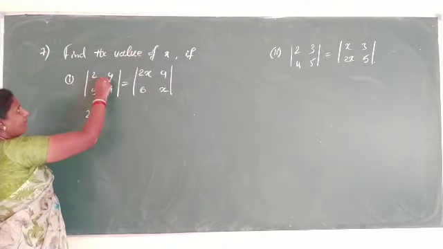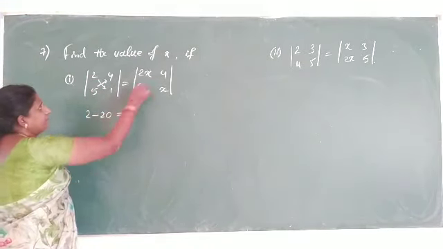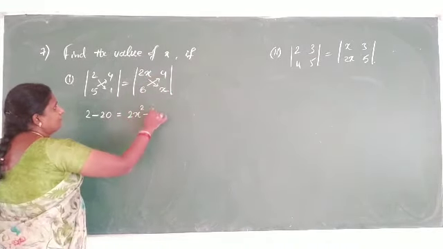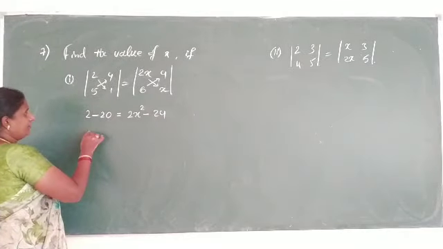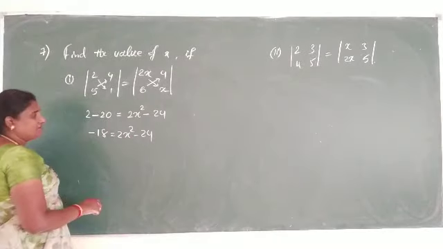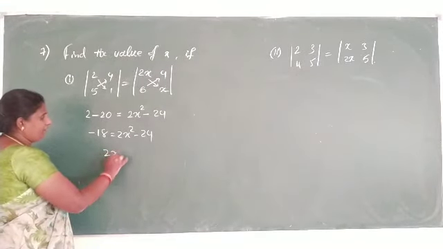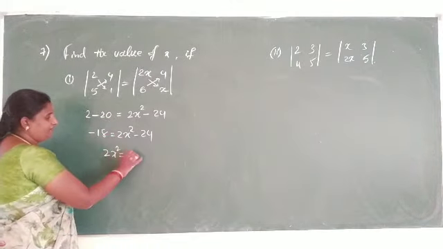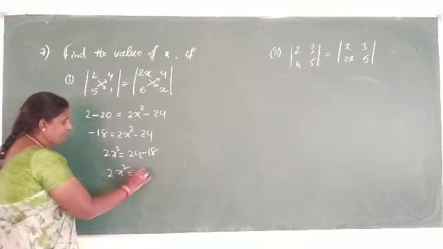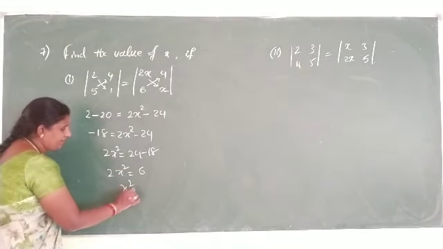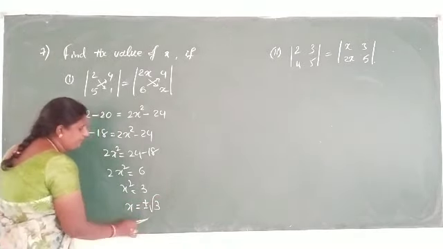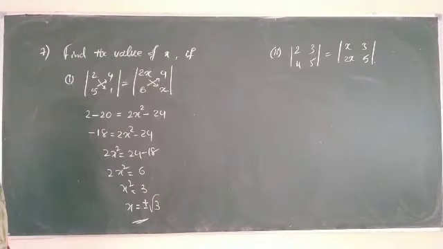2 minus 20 equals, so 2x into x is 2x square minus 6 fours are 24. Now it is minus 18 equals 2x square minus 24. Then 2x square equals minus 24, bring this side please, 24 minus 18. 2x square equals 6. Then x square equals 3. x equals plus or minus root 3. This is the answer for the first bit.